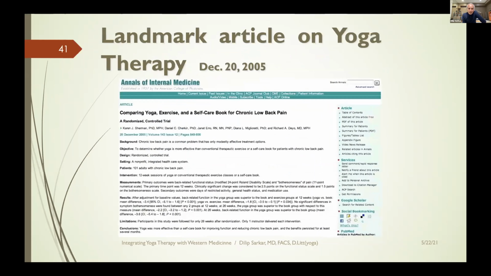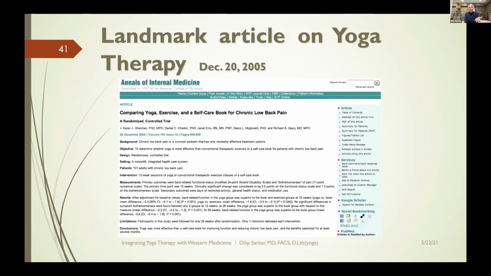This is the article that came up in the Annals of Internal Medicine, comparing yoga for back pain. And the author, after that, was interviewed by every known media, by ABC, CBS, NBC. It really stirred the whole medical community.